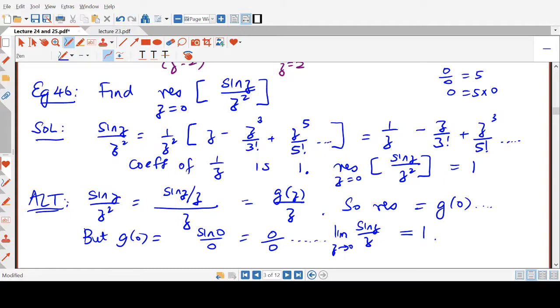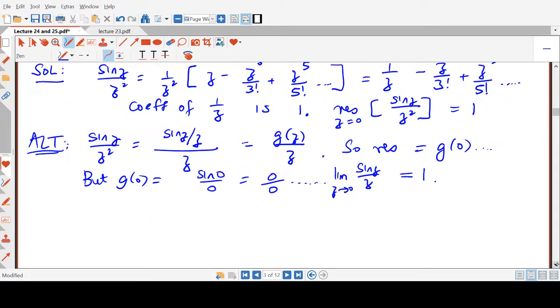If you don't like L'Hopital's theorem, expand it as a series. Sine z will be this guy here. Divide this guy by z, you get a 1, minus z squared, blah, blah, blah. When z approaches 0, all these guys die. Only the 1 lives. There are 3 ways I've shown you to prove this result. So it follows that the residue of sine z over z at z equals 0 is indeed 1.